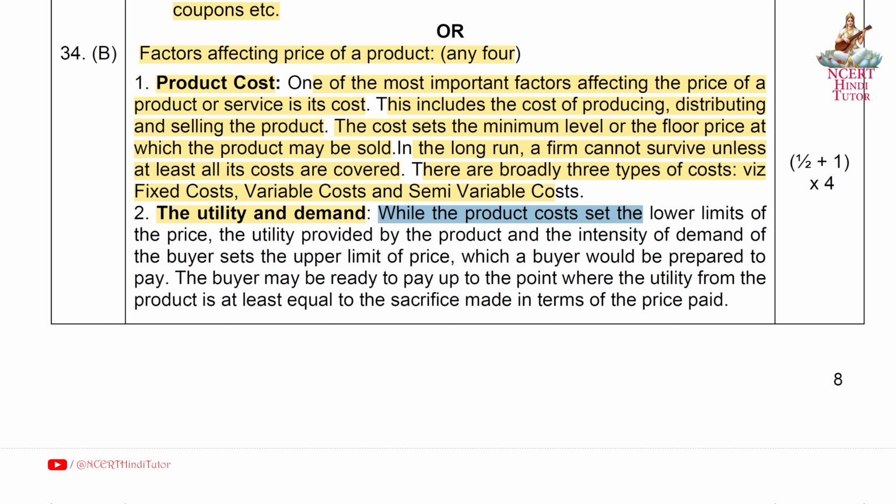While the product cost sets the lower limit of the price, the utility provided by the product and the intensity of demand of the buyer sets the upper limit of price, which a buyer would be prepared to pay. The buyer may be ready to pay up to the point where the utility from the product is at least equal to the sacrifice made in terms of the price paid.